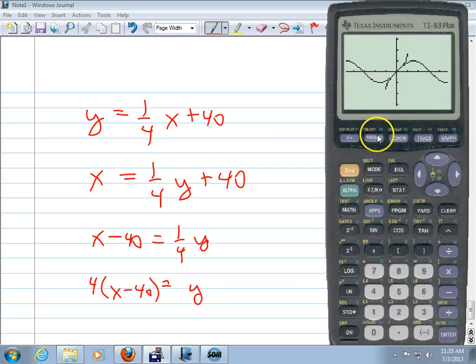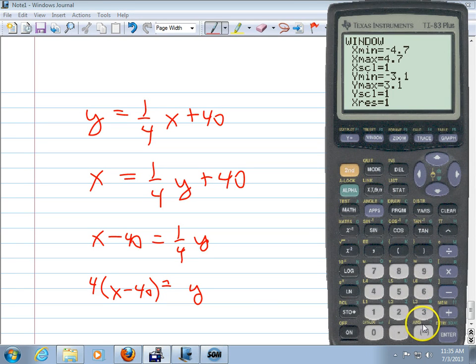All right, so I'm going to go window. X min is negative pi over 2, and x max is positive pi over 2. Just that piece of the graph. I'm going to blow it up. I don't know if you noticed it defaulted to almost negative 2 pi to almost positive 2 pi. All right, I'm blowing it up a little bit.